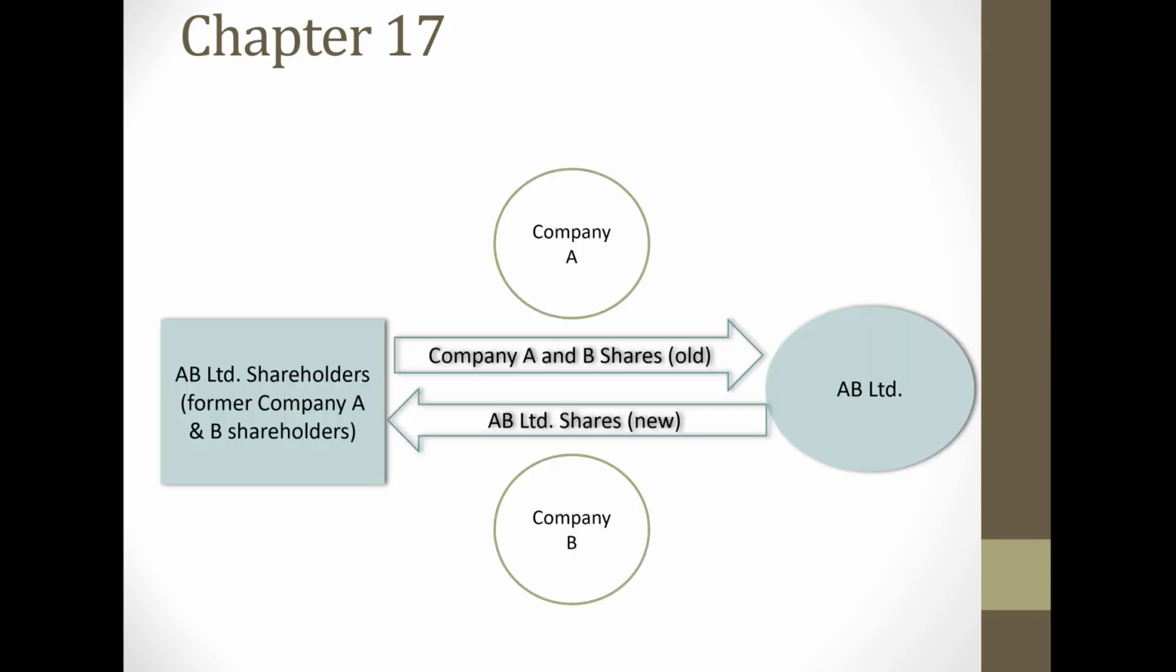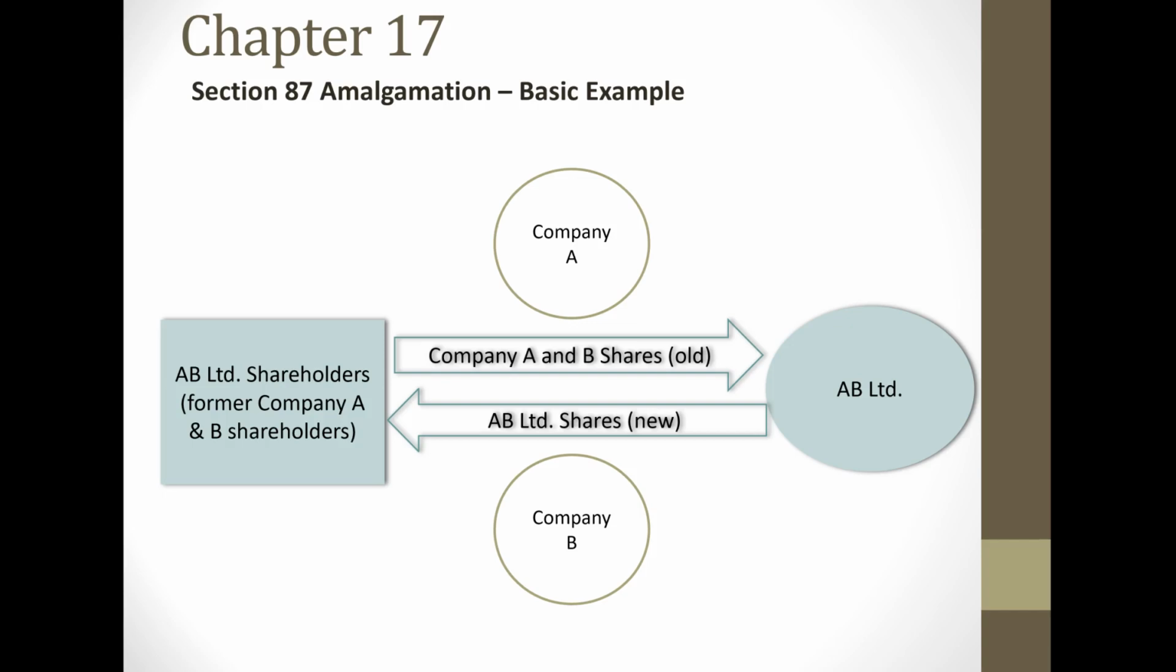Moving on to the next slide, let's take a look at a basic example. So we have Company A and Company B. Those are the old corporations. They want to merge to form AB Limited. So Company A, Company B, those are the former corporations, and they want to merge and amalgamate to form AB Limited.